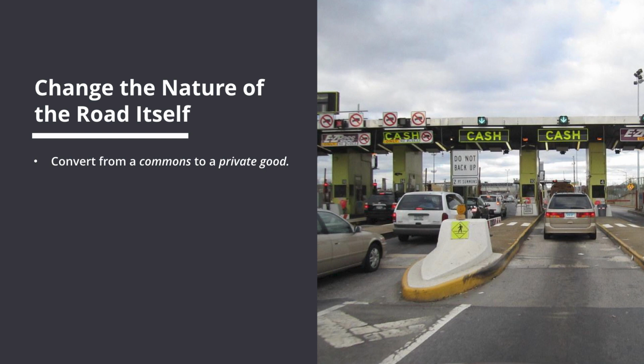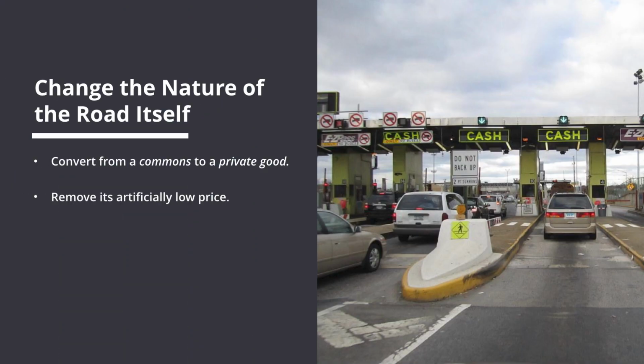Hopefully you'll remember from module 1 that the road is a commons or a common pool resource. It's a good that is rival but non-excludable. And we will touch on that again in a moment. And we can change it to what's called a private good, something that's excludable. And so what that entails is removing its artificially low price.